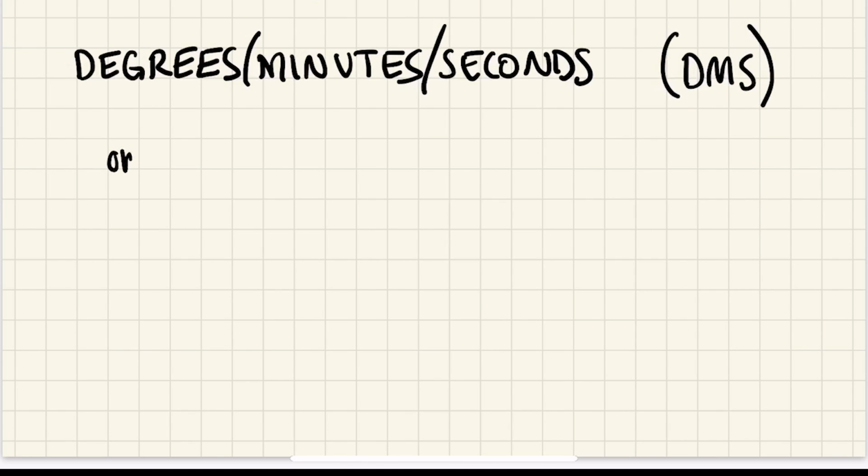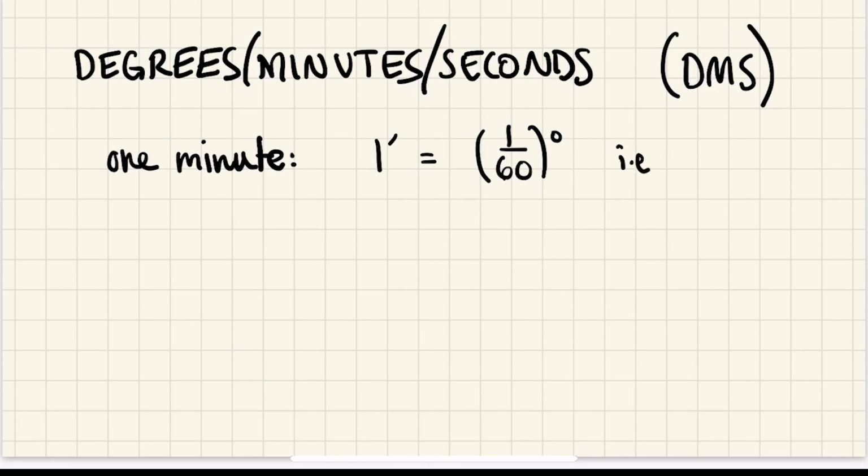So 1 minute is denoted one with like an apostrophe there, and that is 1/60th of a degree. In other words, there are 60 minutes in 1 degree. Okay? And 1 second is one with 2 apostrophes.